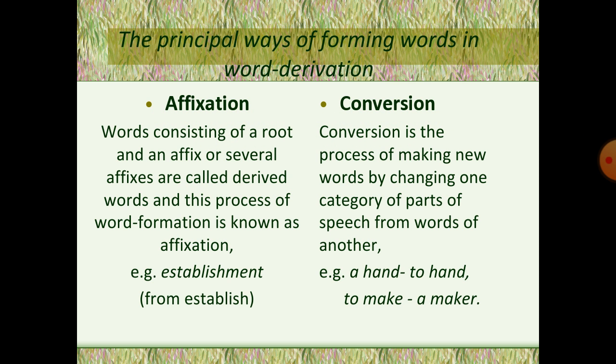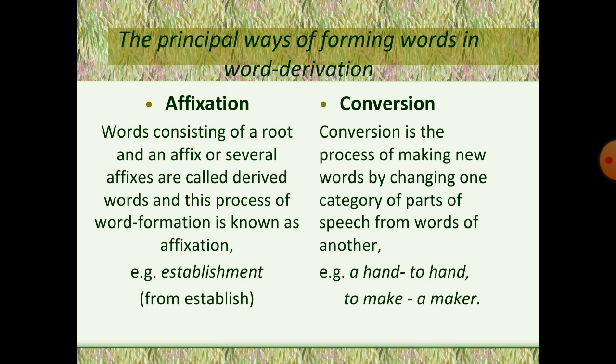The principal ways of forming words in word derivation are affixation and conversion. Words consisting of a root and an affix or several affixes are called derived words, and this process of word formation is known as affixation. For example, establishment from establish, faceless from face, attractive from attract.